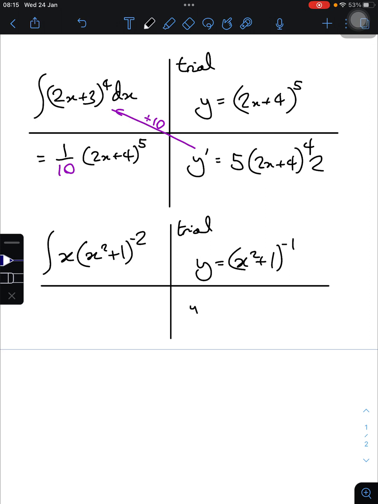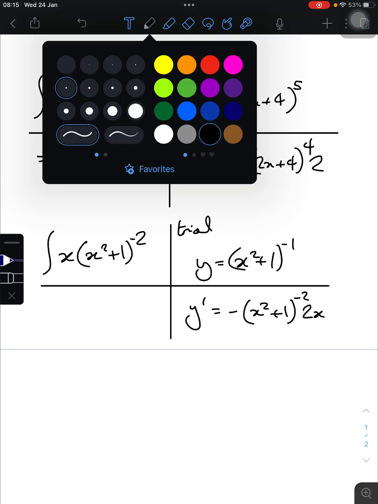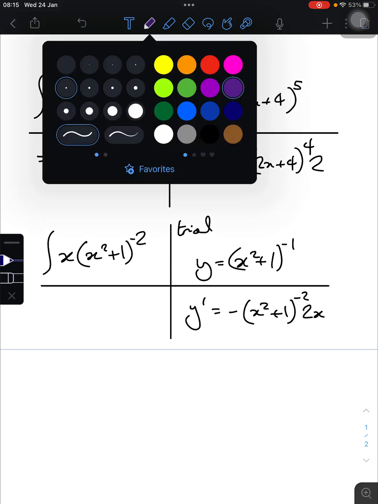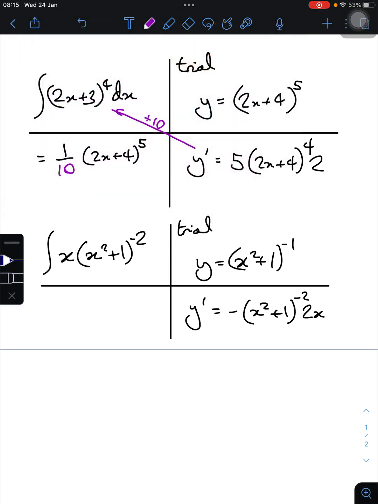If we try to differentiate this, y dashed, we'd get minus (x squared plus 1) to the power of minus 2, multiplied by the differential of the inside of the bracket, which is 2x. So now I've got minus 2x, and all I've got in my question is x. In order to get rid of our minus 2, which is the bit we don't want, let's do that in the same color as last time. In order to get from here to there, what step do I need to do? Divide by minus 2.